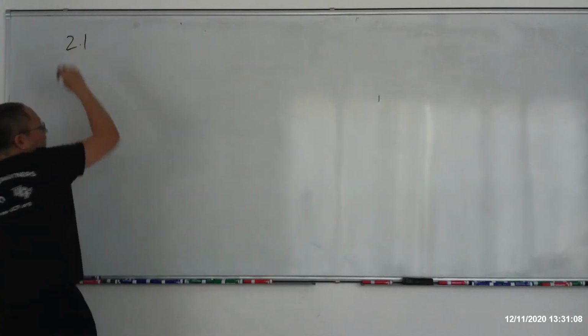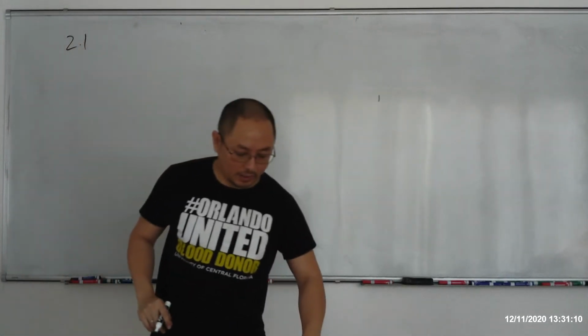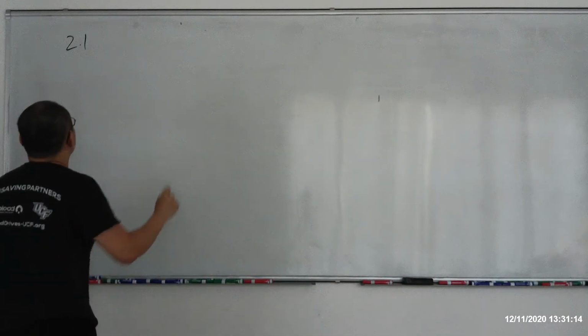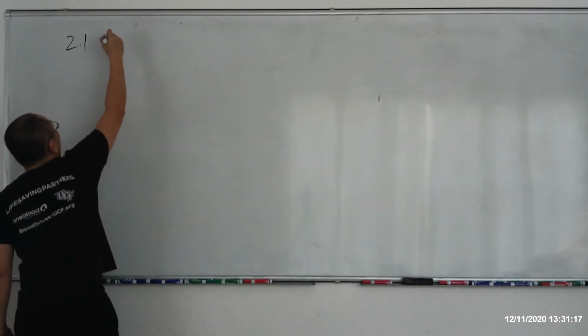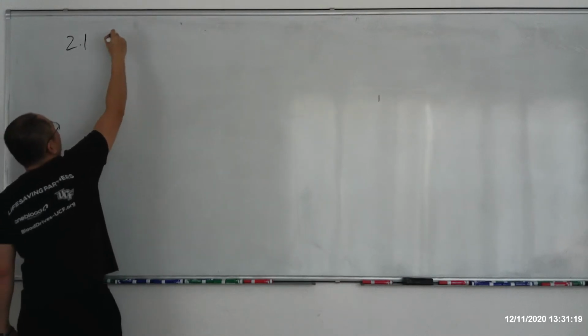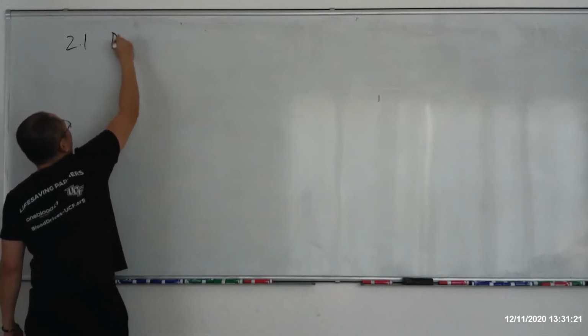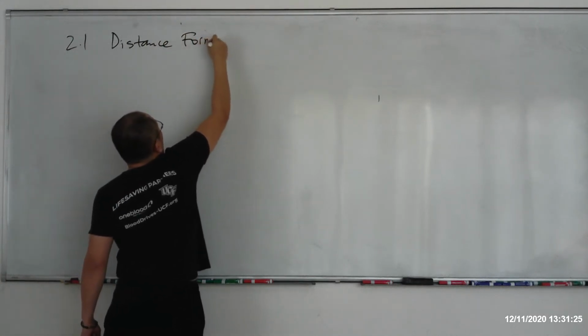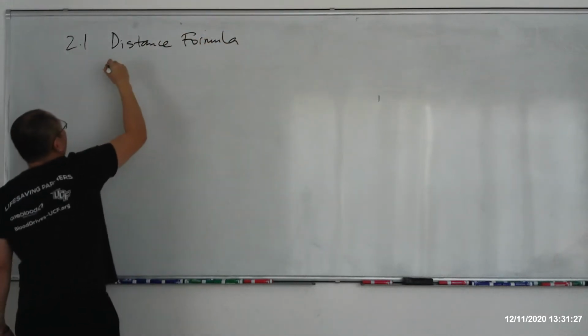We're into chapter 2, where we talk about the coordinate system. In the first section of chapter 2, 2.1, I'm going to recall or introduce 2 formulas to you: the distance formula and the midpoint formula.